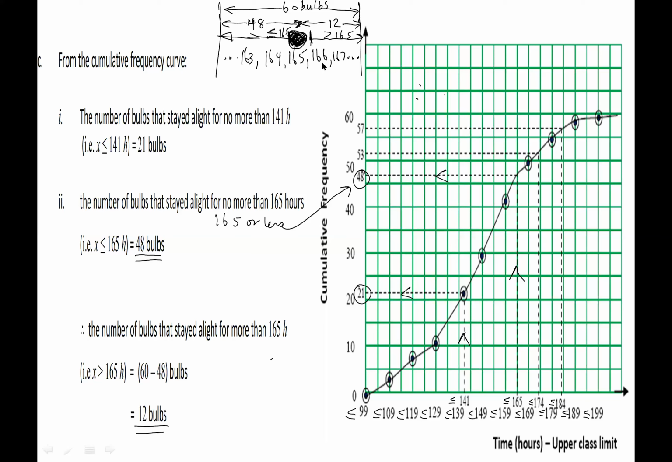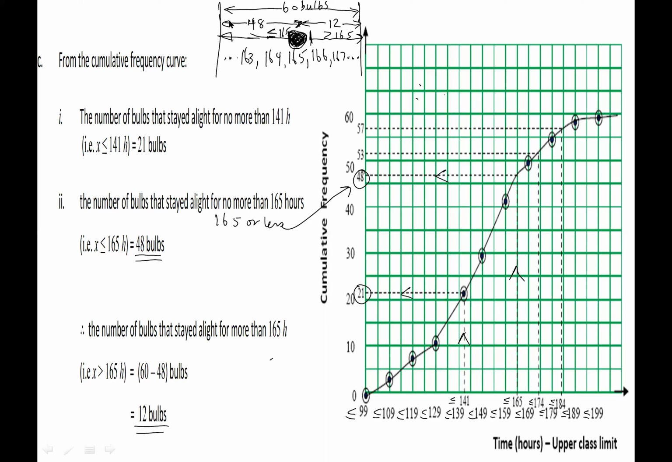So I'm going to draw something here, right? 165 hours or less would be these going this way, right? So 165, if I draw a little circle here and I go this way, that would be 165 hours or less. And we calculated that would be 48. So 48, right, out of 60 stay lit for 165 hours or less.